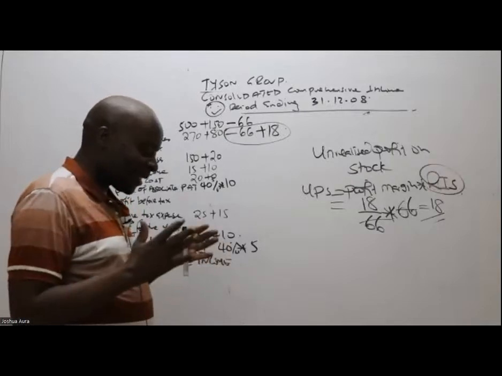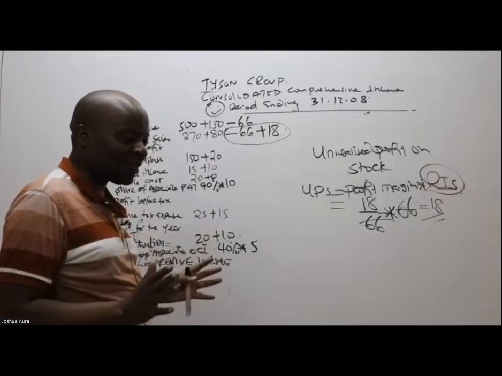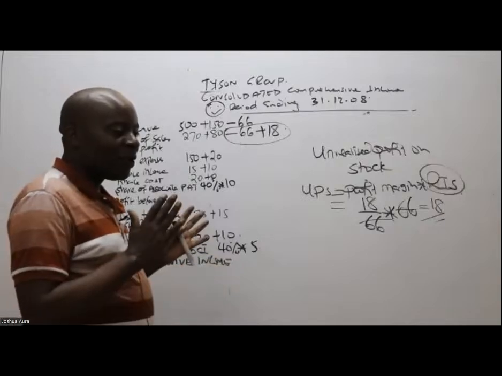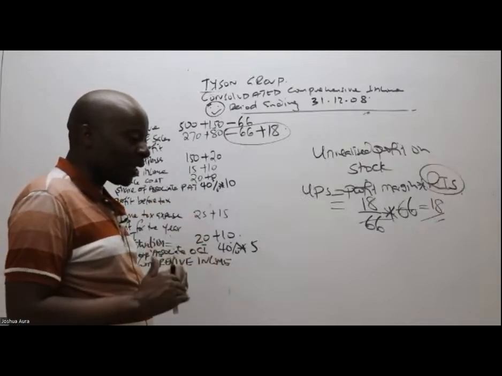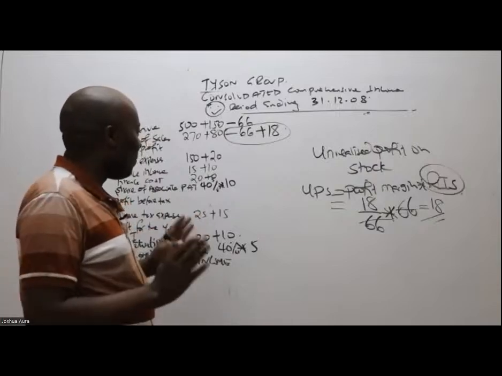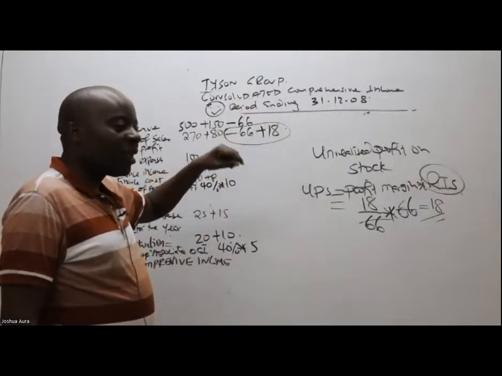Remember, this is goodwill. Goodwill is for what? It's for subsidiaries, my great sister Mary. Goodwill is for subsidiaries, so there is no way you'll take impairment of goodwill to associate. Never. So goodwill that has been impaired should never go to the cost of sales, not unless you're told otherwise.